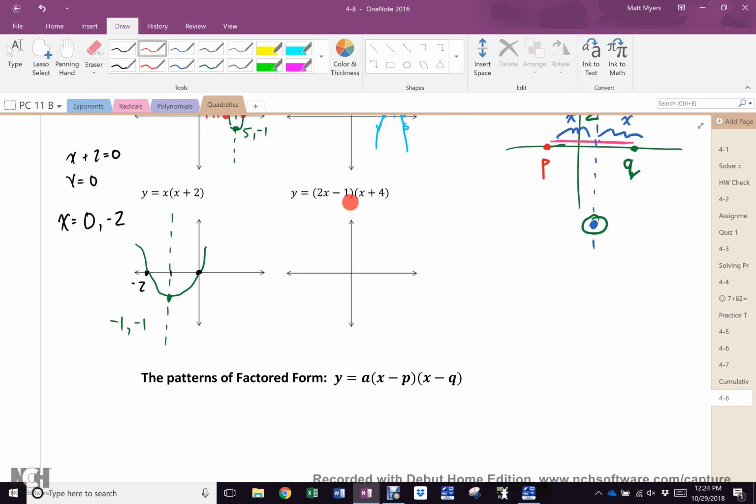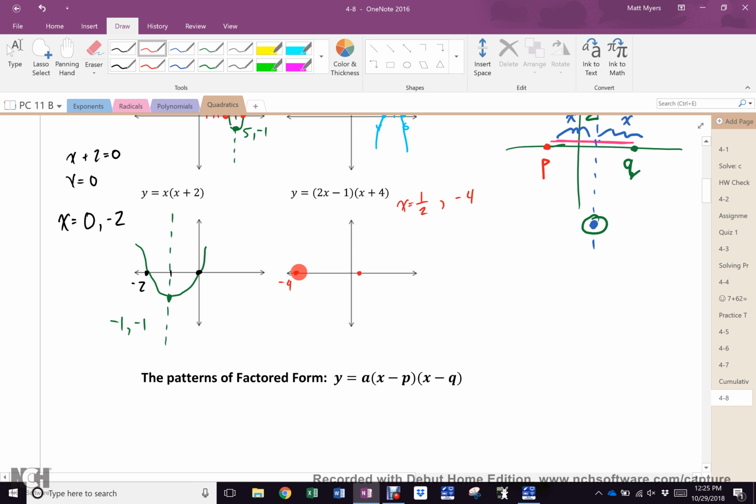How do we find these roots? X equals 1/2 and -4. Does everybody see what Lucas did? Everybody? Okay, so where's 1/2? Right or left? Right. There's 1/2. -4 is way out here, correct?